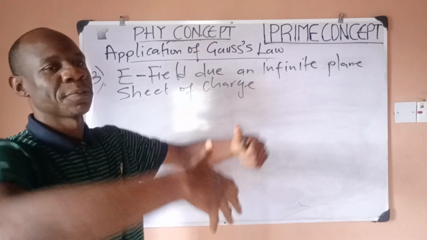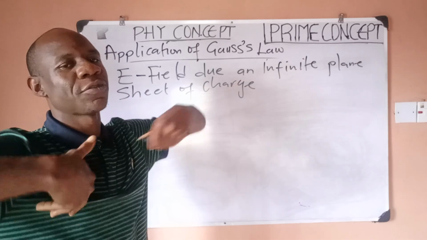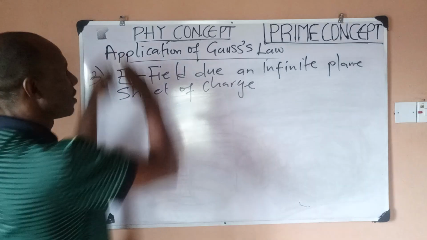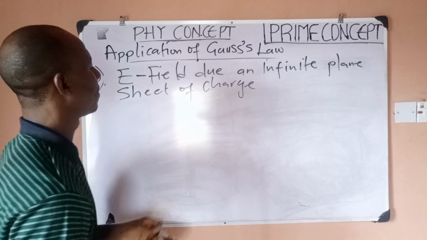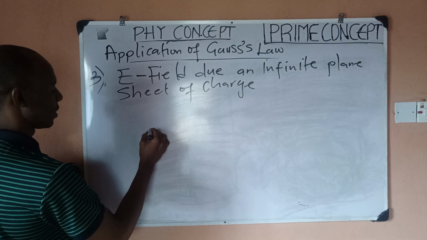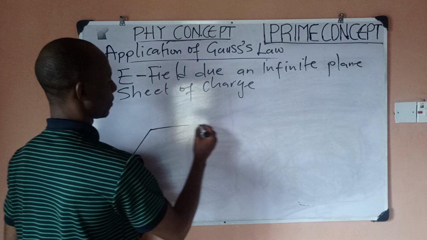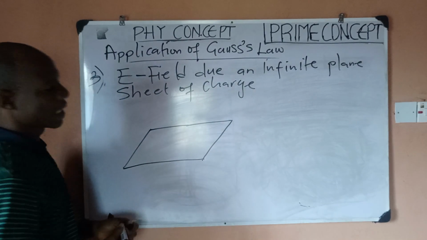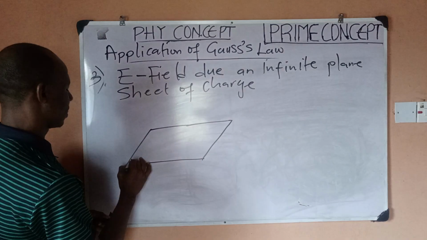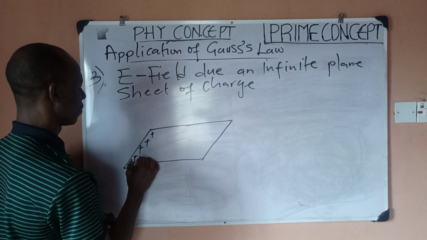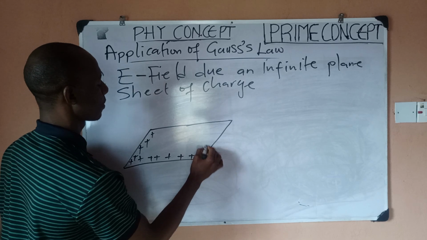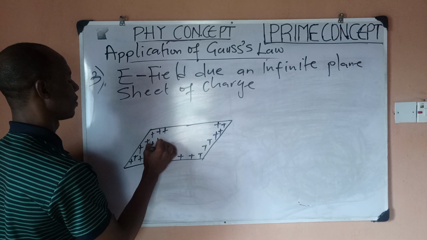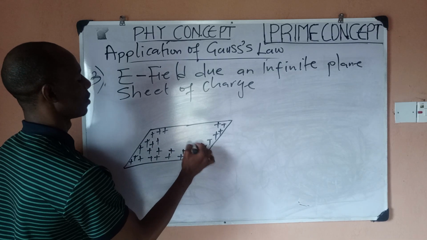When we say infinite, it means that the plane sheet is very big, so that you have so many charges that you can't count them. Plane sheet means a plane surface, right? This board is also a plane sheet. So that is what we're talking about. Now, say this is our plane sheet that has so many charges, which I won't draw all of them. Positive charges, of course, is what we are considering.